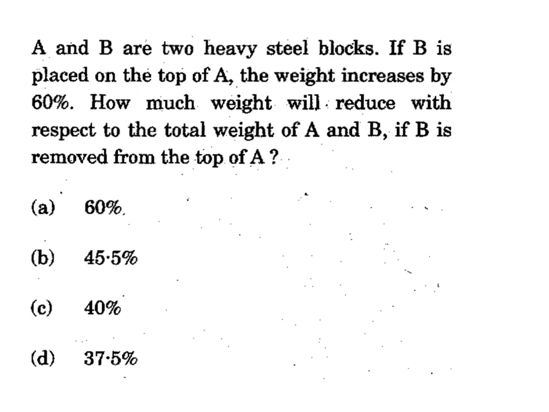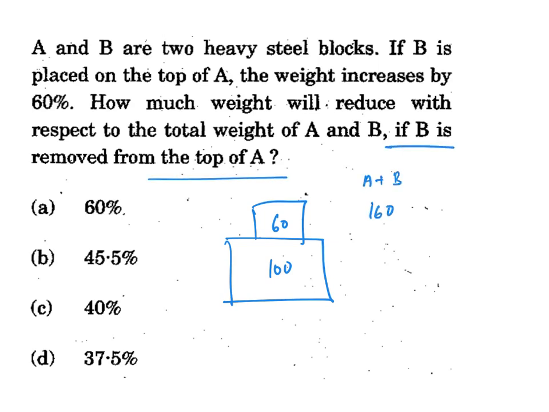A and B are two heavy steel blocks. If B is placed on the top of A, the weight increases by 60%. So obviously weight of A you assume 100, then weight of B becomes 60 because it increases by 60%. How much weight will reduce with respect to the total weight of A and B? With respect to total weight of A and B, that is 160. If you take out B, B is removed, which means only A. So decrease in the weight is 60 upon 160 into 100.